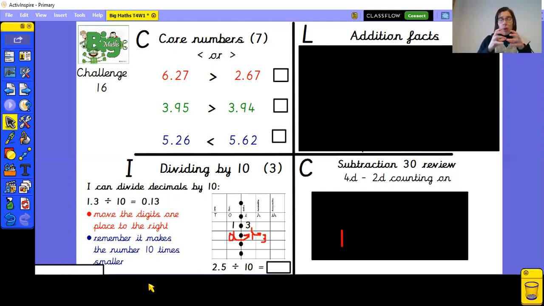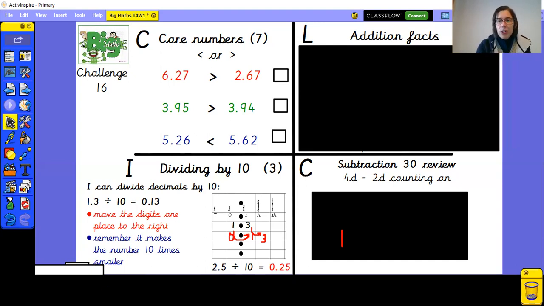The 2 ones will move to the, I hope you said tenths, good job. The 5 tenths will move to the 5 hundredths. Is that what I heard? Good job. So the answer will be 2.5 divided by 10 equals, can you tell me, be a bit louder? Yay, 0.25. Good job, Year 5 with that.